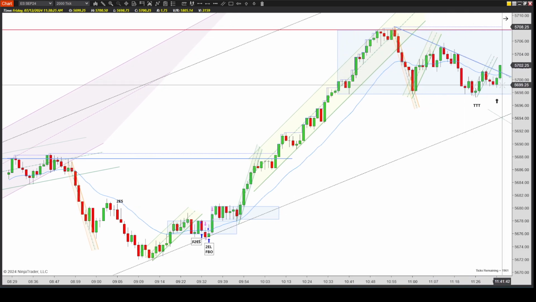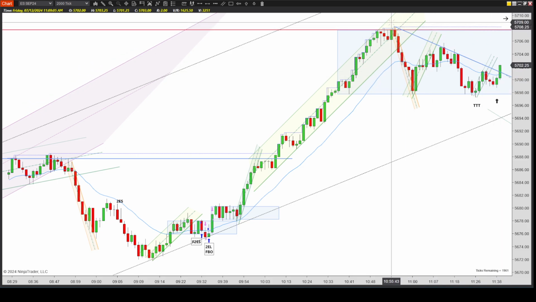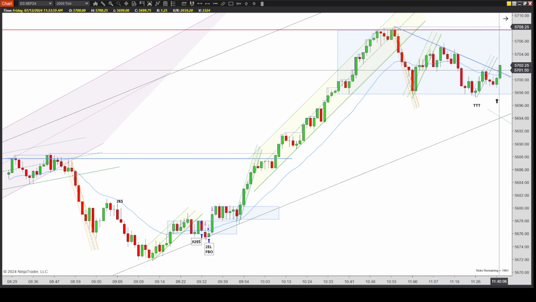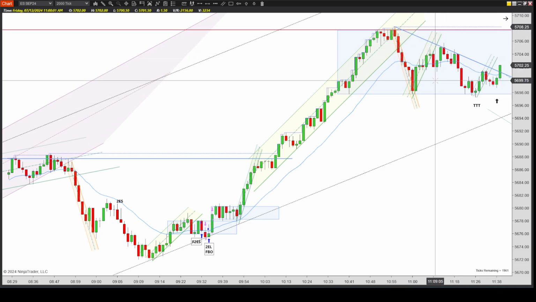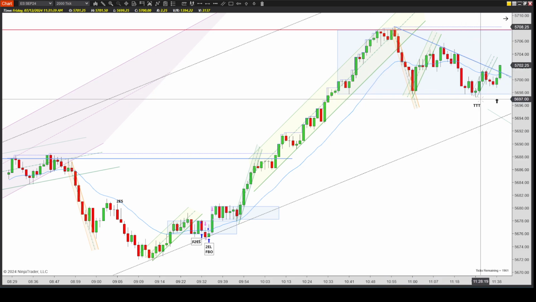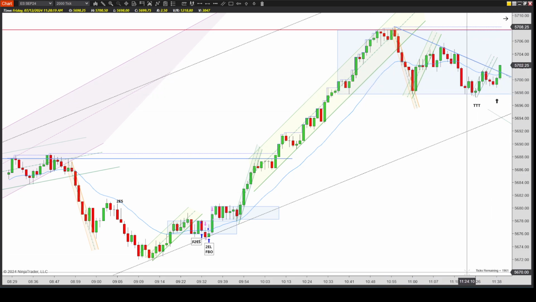Pushes up, and I drew this trend line after this third touch, but I didn't have a channel yet because I wasn't sure where it was going to be. But I did see this as a new low, first entry short.